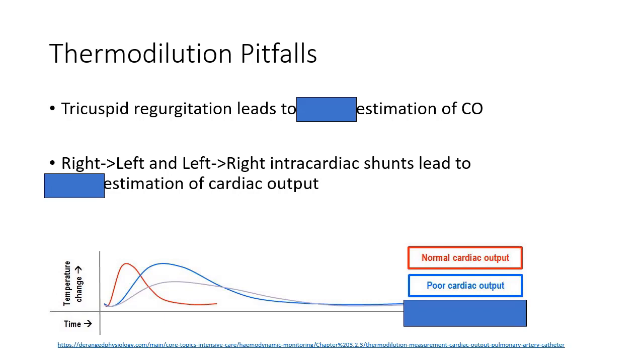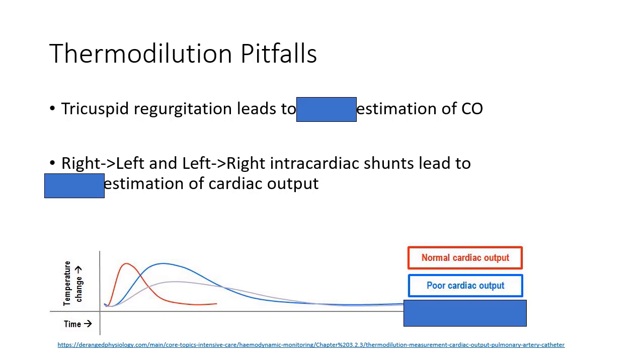All right, so what about thermodilution? There are two major conditions, sure there are others, but two major ones where your thermodilution readings may not be as accurate as they could be. So number one is going to be tricuspid regurgitation. So if you think for a second, would it lead to underestimation or overestimation of the cardiac output?